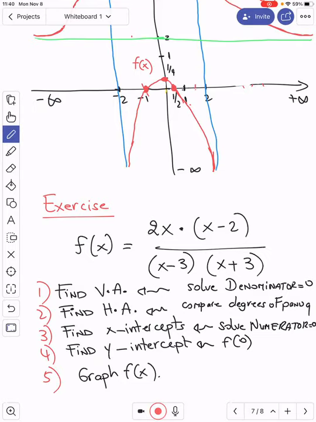I have a question. Yeah, please. For the y-intercept, is it 0 over 9? And 0 over 9 would be 0. Yeah, so 0 over 9 is 0, right? Okay, just 0.